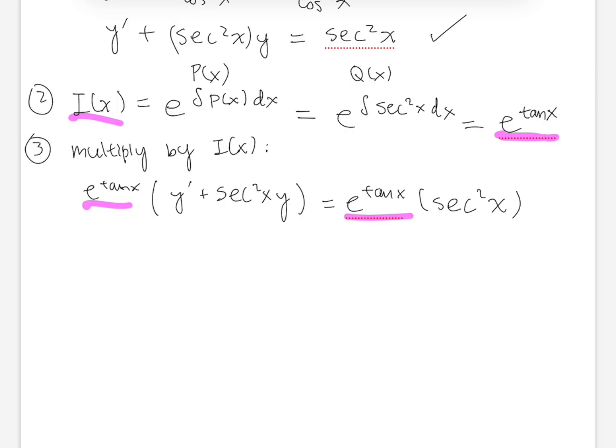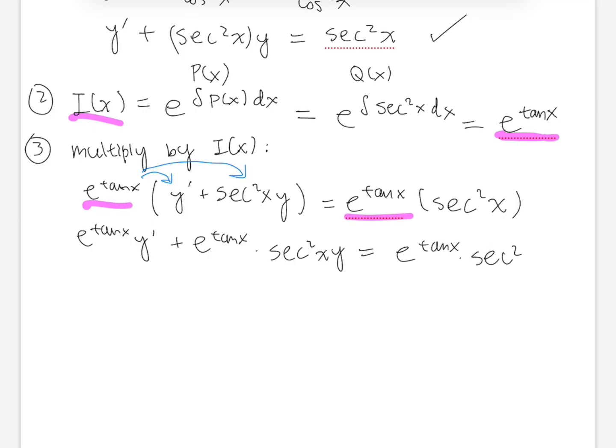Now, what we'll notice, just like example 1, after we distribute the integrating factor, we get e to the tan x y prime plus e to the tan x times secant squared x y equals e to the tan x secant squared x. And again, this is another product rule.